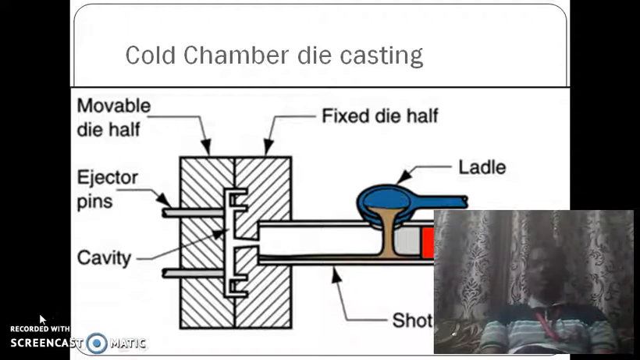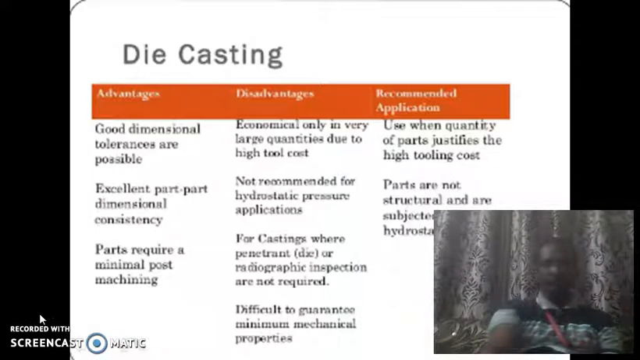In cold chamber die casting, the furnace will be kept in some other place and the die cavity equipment will be kept in some other place. So we have to carry the hot molten metal from the furnace to the equipment with the help of a ladle, and pour it into the die cavity. That is called cold chamber die casting.